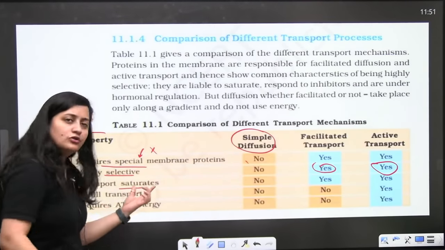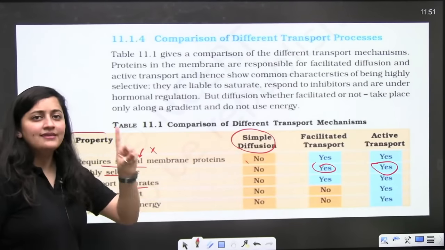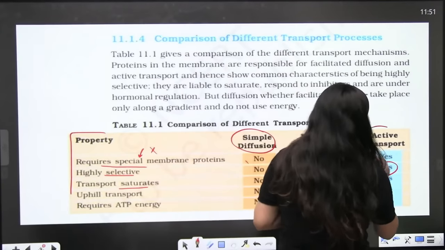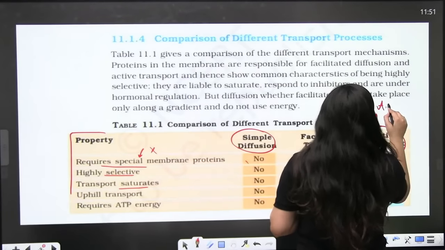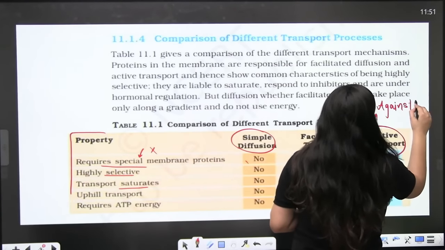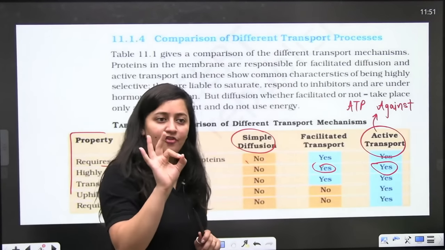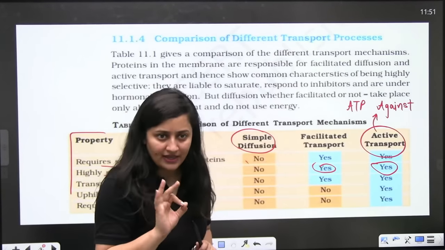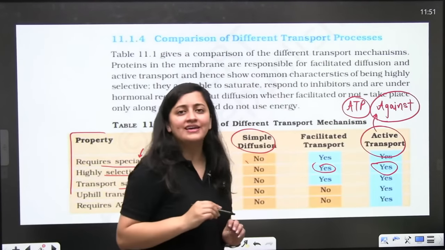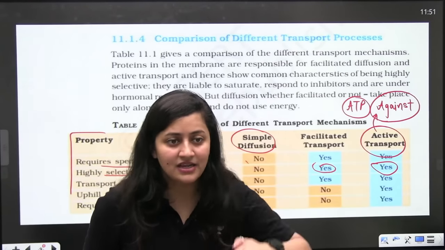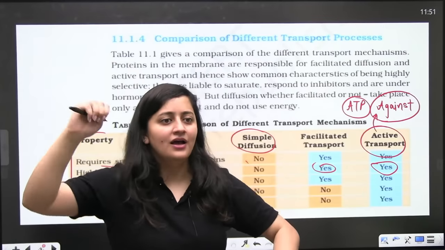And saturation will also be considered when a carrier protein is used, right, bachche? So the only thing that you need to remember in the case of active transport is: A for active, A for ATP, A for against. Not A for apple. In active transport, ATP will be used to move things against the concentration gradient, that is, from low concentration to high concentration.